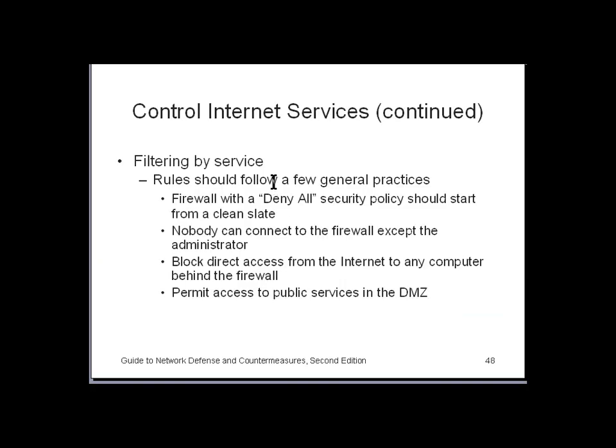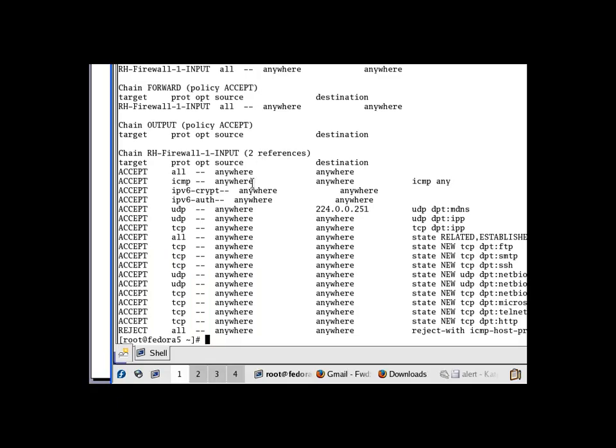Okay, filtering by services. Rules should follow a few general practices. A firewall with the deny all security policy should start with a clean slate. That is, you're going to dump all your firewall rules and you're just going to start all over again. And as we'll see here, for example, if I were to go in and add a rule for the input chain, this will be much more understandable.